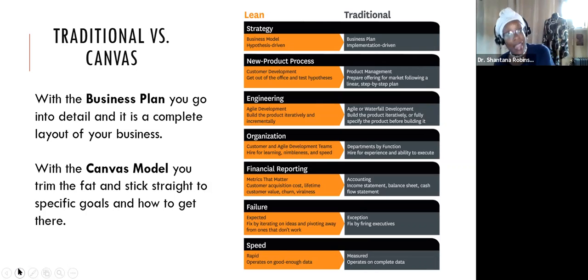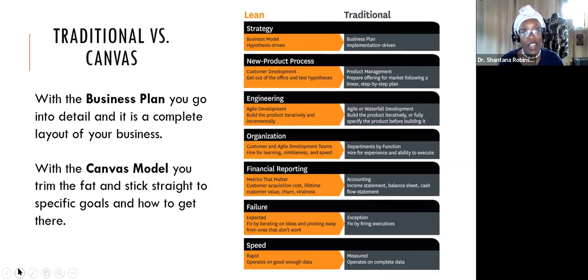Whereas with the lean or Canvas model, as it's called, it's straight to the point. In some cases, Canvas business plans are this big. It's one sheet of paper. A lot of business owners love to do Canvas because you, in essence, trim the fat and you stick straight to the specific goals and how to get there.